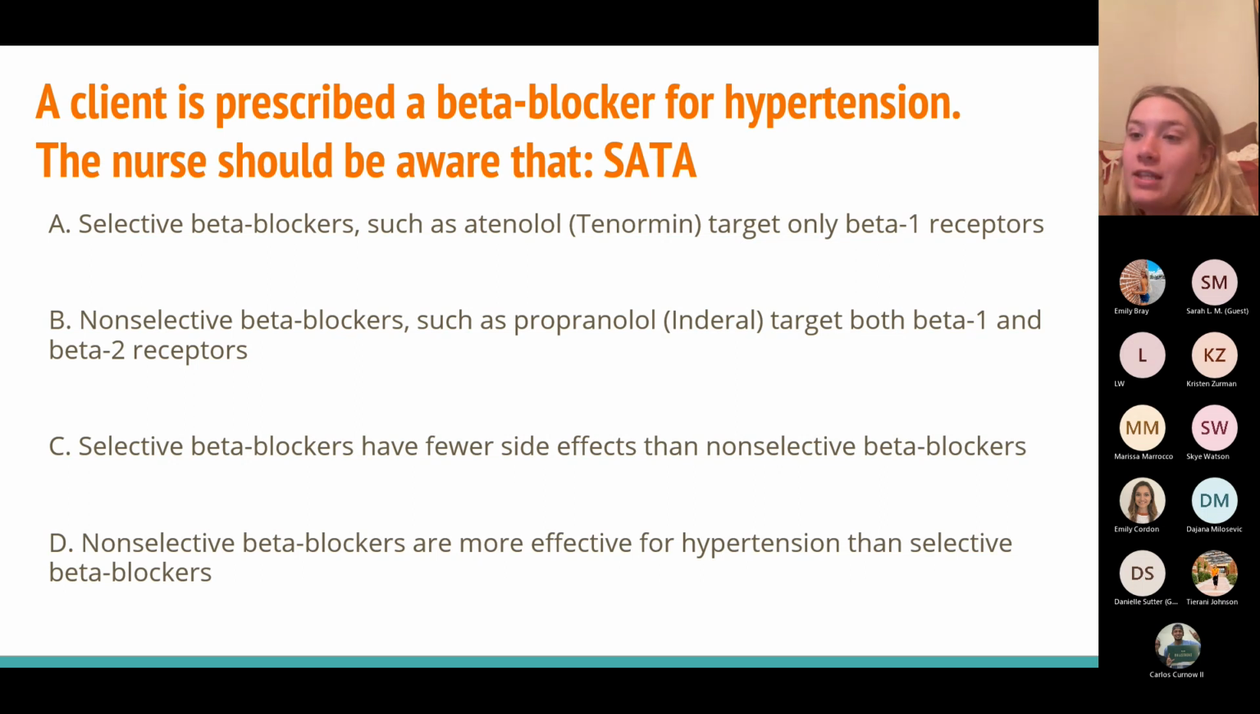All right, so the answer for this is actually A and B. Selective beta blockers don't necessarily have fewer side effects. It's just more that both selective and non-selective beta blockers do have similar side effects. It's not necessarily that one has more side effects than the other. One just shouldn't be used for patients that have any sort of lung conditions. It's just a contraindication.